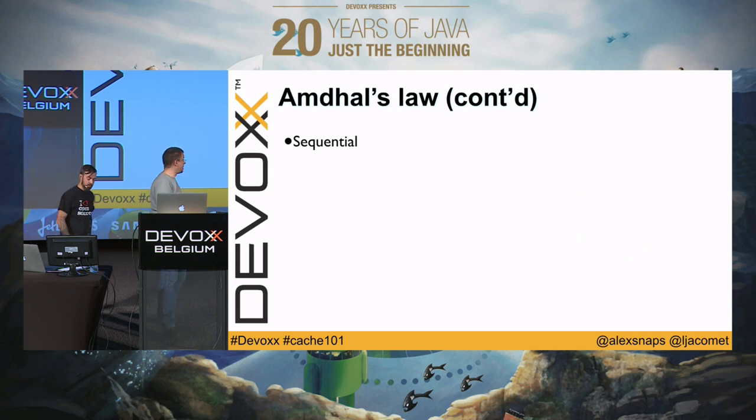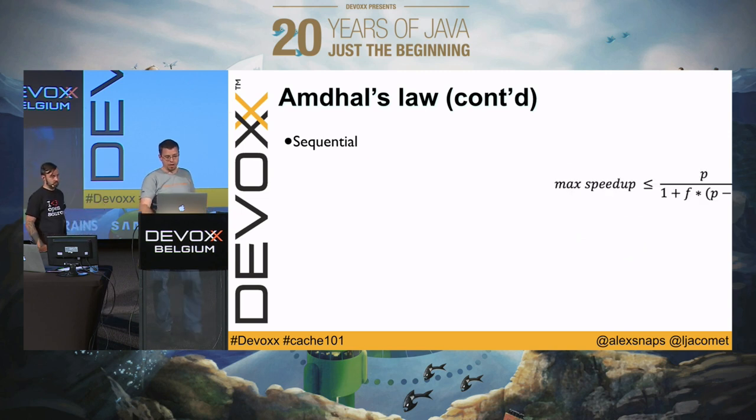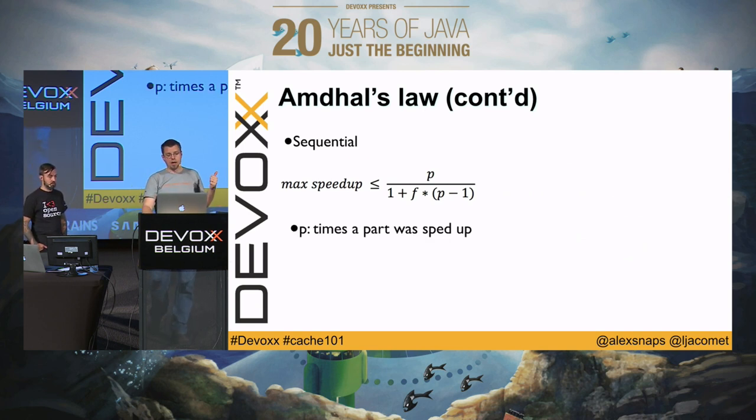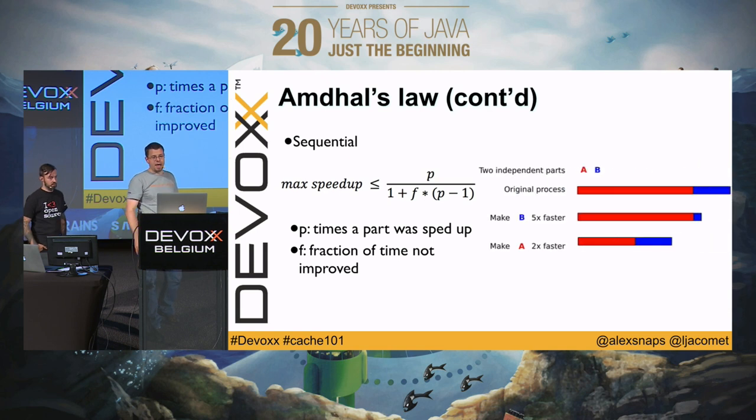But the same law can be applied to sequential information. And so here, what it says is that the maximum speedup is that formula, where P was the times some part of your application was sped up, and F is the fraction of the time not improved.